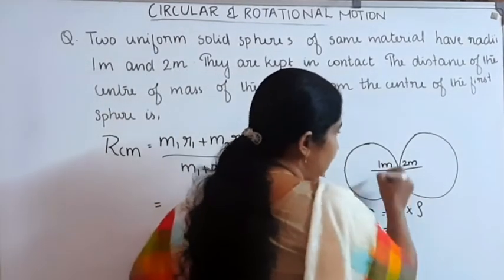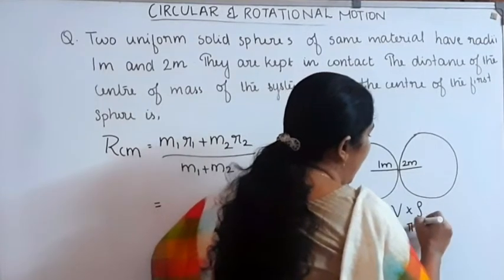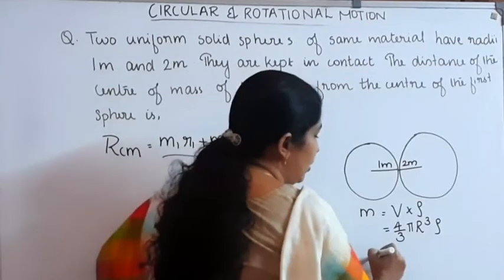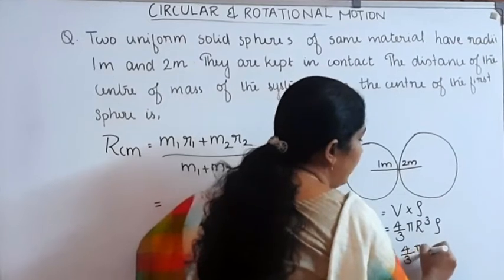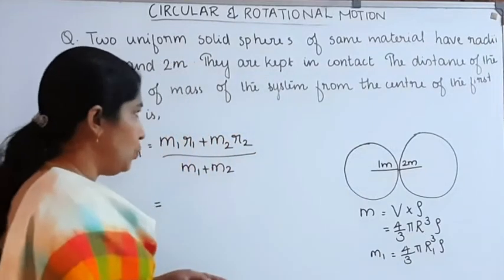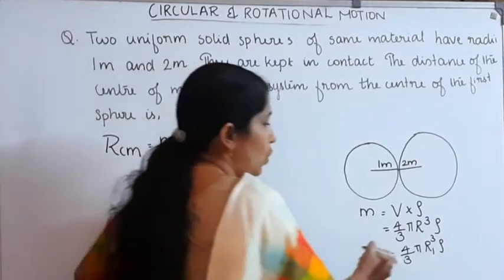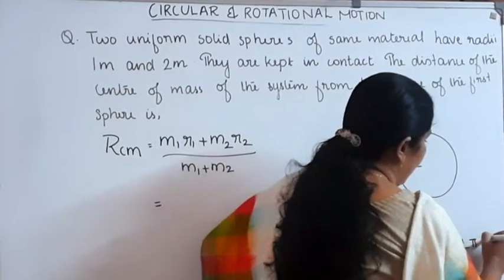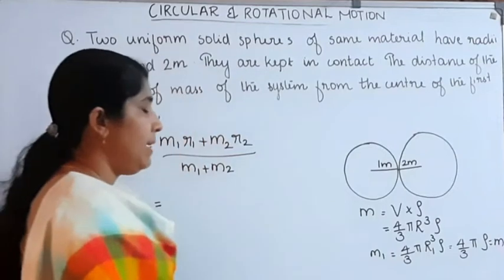Here it's a solid sphere, so volume is equal to 4 by 3 pi R cube, into density. So M1 is equal to 4 by 3 pi into R1 cube into density. R1, the radius of the first sphere, is equal to 1 meter. So we can write it as 4 by 3 pi into rho, which is taken as M.